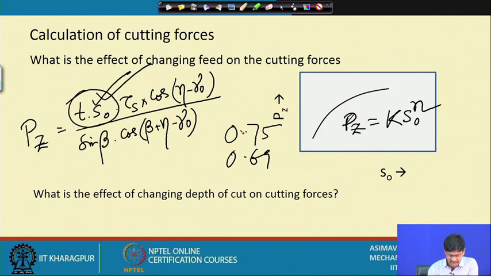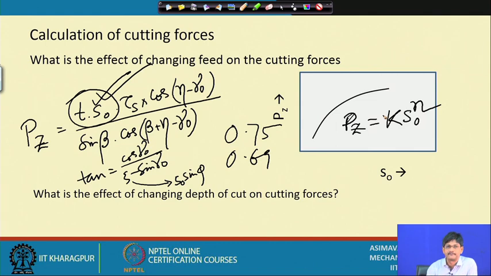Why does this happen? This happens because feed is not only present here, but it is obviously present in beta, because tan beta contains cos gamma O by zeta minus sin gamma O, and zeta contains S O sin phi in its denominator. So, simply for this reason alone, we can say that it is not going to be a proportional relationship, and it comes out actually this way. So, this is the answer. The effect of changing feed will have this sort of a response on the cutting forces.